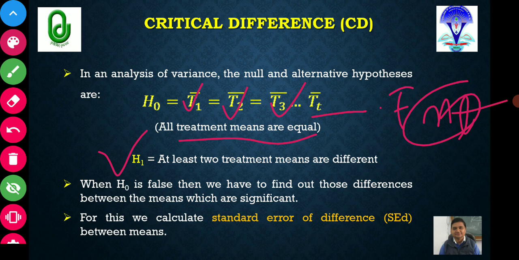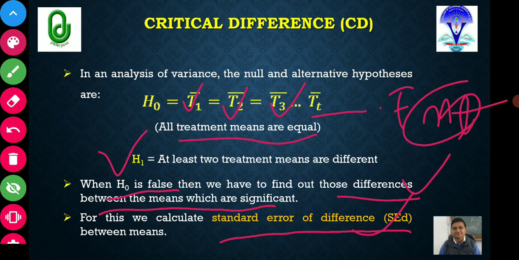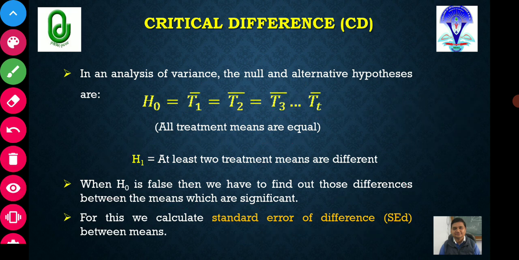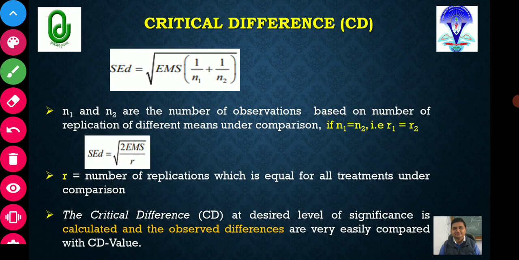So when H0 is false, that is, your null hypothesis is false, then we have to find out those differences between the means which are significant. For this, first of all, we have to calculate the standard error of difference. So in calculation of CD, our first step is to find the standard error of difference, that is SED. How are we calculating the standard error of difference? You can see this is the formula for calculation of standard error of difference.